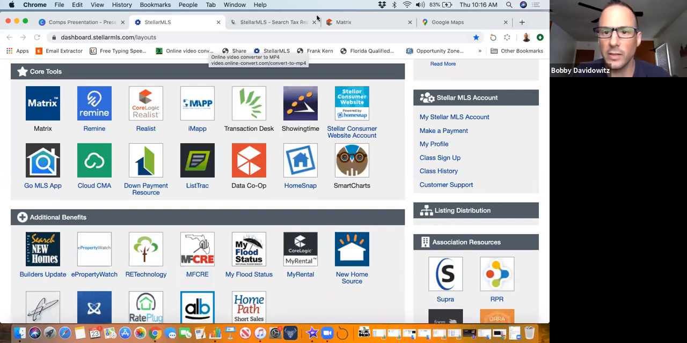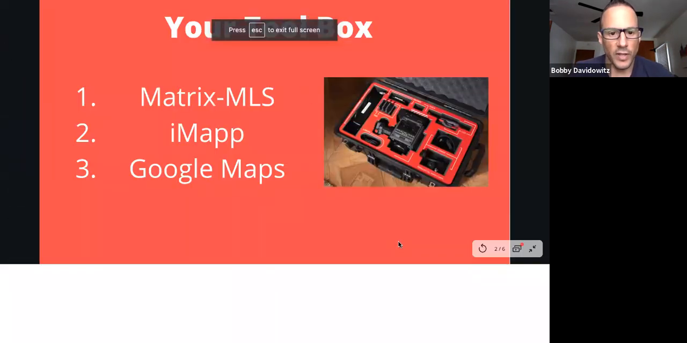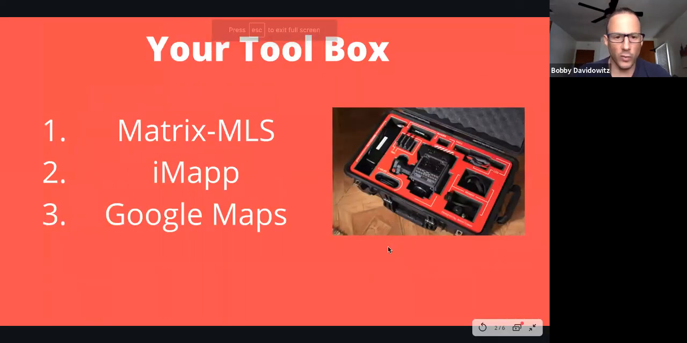Okay, guys. So let's get back to the presentation here. This is our toolbox. This is kind of what I use. This is what I have open when I'm looking at properties. Okay.